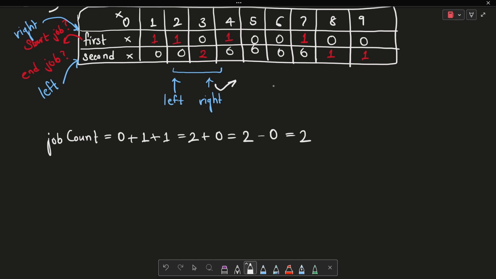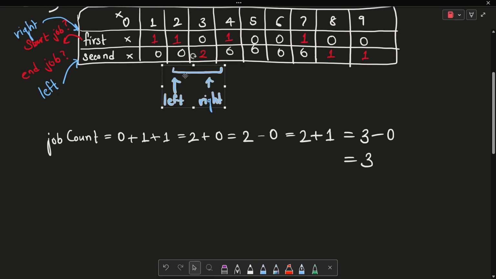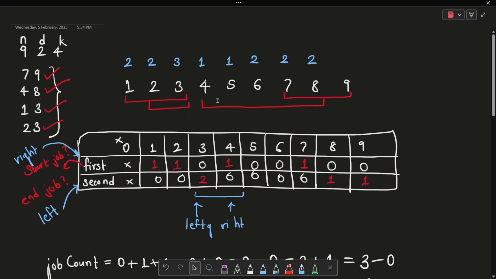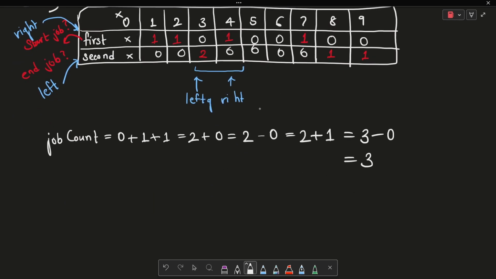Now my right will again move ahead and check the first. Is there a job? Yes, so plus 1, and I have 3. Now my left will move here and check the second. Was there a job ending? No, so minus 0, and the counter stays 3. Both of these pointers move, so I'll just move them ahead. For the third and fourth day, I have 3 distinct jobs, and that is what I have. That simply means my algorithm is working fine, at least for these days. Let's be more confident by doing more dry runs.